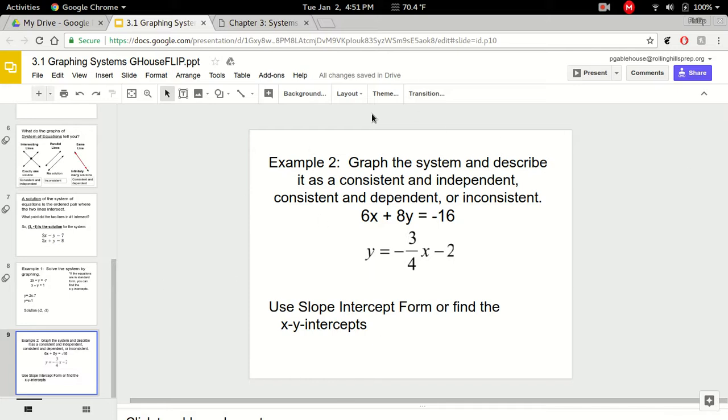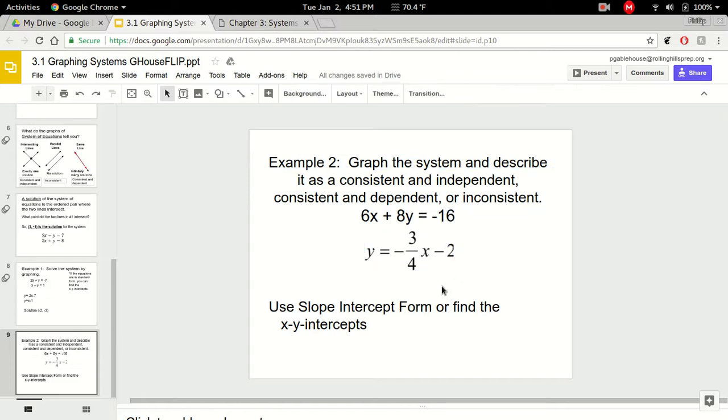All right, our example number 2 here. Again, I would like you guys to solve both of these equations for y, and then come back to the video. So go ahead and hit pause and come back to the video in just a second. All right, so you guys have come back now. You guys should have solved both of these. The second equation is already done for us. That's good. That saves us a little bit of time.